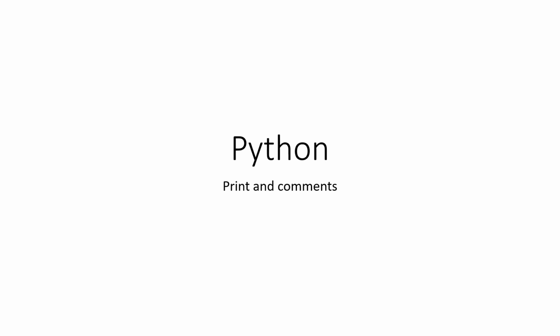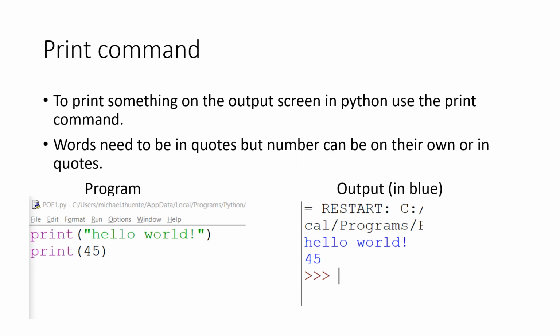So what we're going to do today is talk about Python and printing and adding comments. We went over this briefly in class last Thursday, but we'll just do it again. To print something, use the print command, and it's just print parentheses. If you want to print words or text, it is in quotation marks. If you want to print a number, you can just print the number. If you print a number with quotation marks, it no longer has a value. It's just text, not a numerical value.